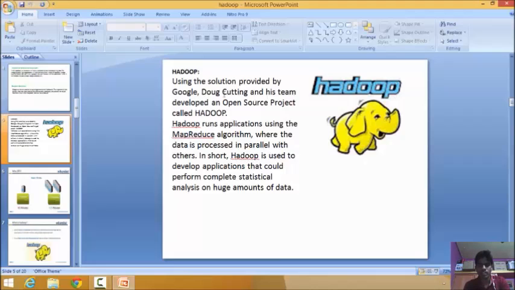Hadoop uses the MapReduce algorithm, in which the data is processed parallelly across different systems. Hadoop is used to develop applications that could perform complete statistical analysis on huge amounts of data. What does it mean? It has several applications which are used to perform analysis on huge amounts of data, which is in terabytes, petabytes, exabytes. Remember: exabytes, petabytes and terabytes.